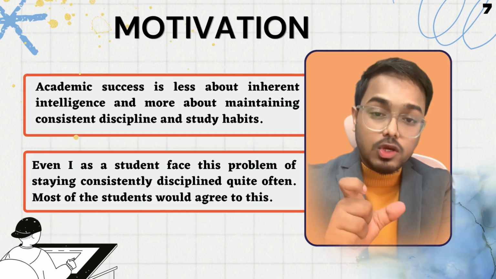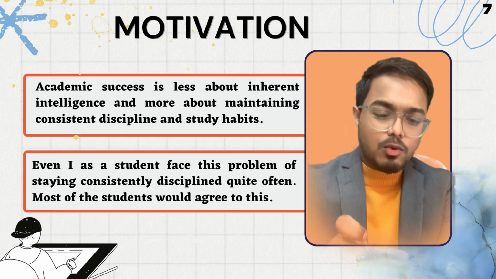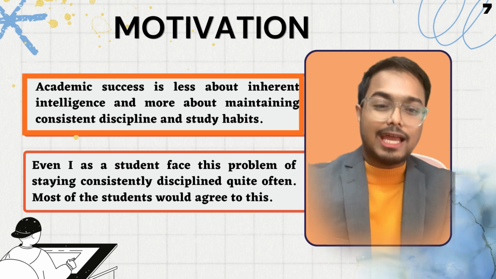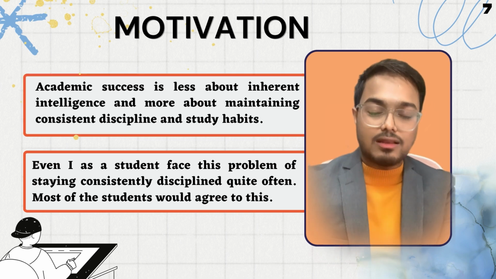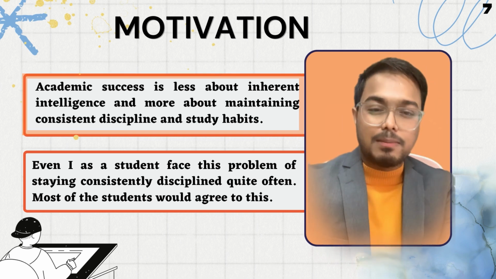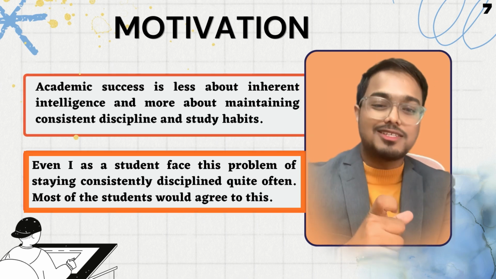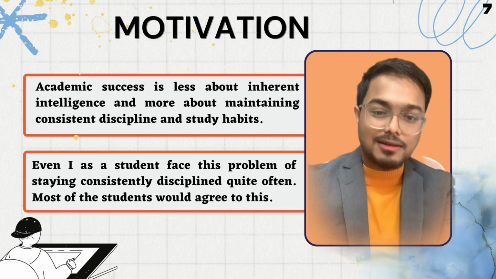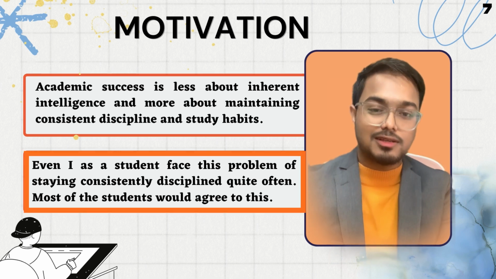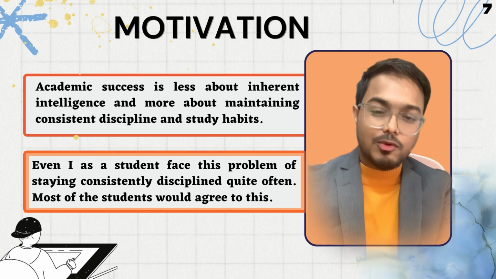And why? What is the motivation behind this goal? The main motivation behind this goal is that we know academic success is not just about intelligence or talent. It's more about discipline, consistency, and study habits. Even I, as a student, often struggle with consistency and discipline. And most of the students would agree to this. That is why we have come up with this.